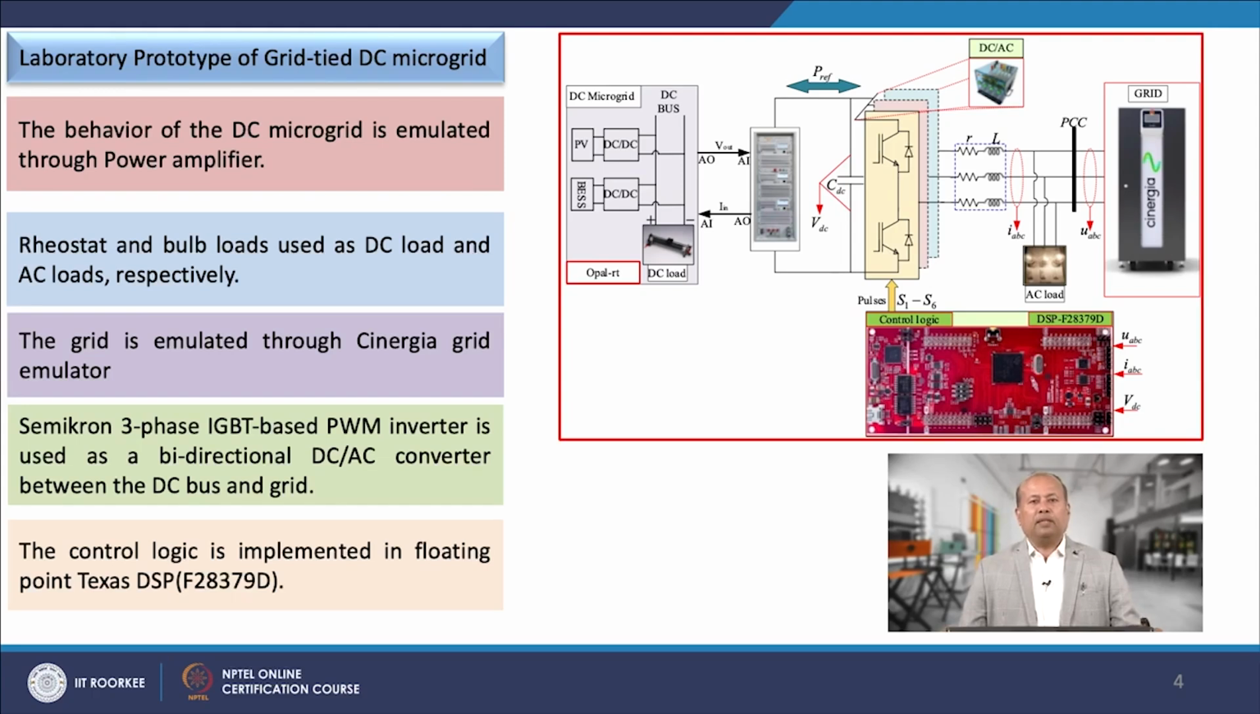This creates a PHIL loop between the Opal RT and the power amplifier. The combined operation of the Opal RT and the power amplifier emulates the DC microgrid behavior completely. The behavior of the AC grid is mimicked through Synergia programmable grid emulator. Semikron 3-phase IGBT based PWM inverter is used as a bidirectional DC-AC converter between the DC bus and the grid.